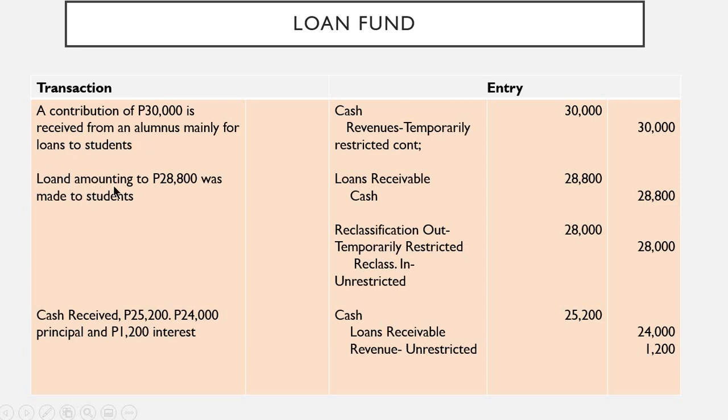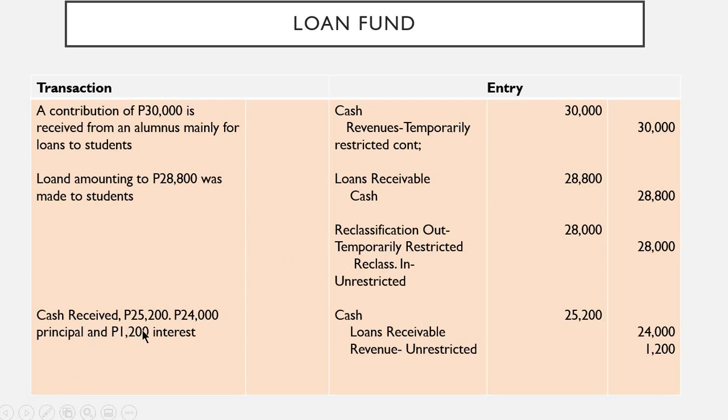Now, loan amounting to 28,800 was made to students. So, yung purpose dito, a part of the purpose of the contribution ng 30,000 pesos from the alumnus has been loaned to students na, amounting to 28,800. Siyempre, dahil na-loan mo siya sa students, it would be a debit to loans receivable, credit to cash. Okay? For 28,800 as provided. Now, you have to reclassify kasi nga na-meet na niya yung purpose for which it is contributed by the donor. So you have to reclassify it, okay, from temporarily restricted to unrestricted net asset classification.